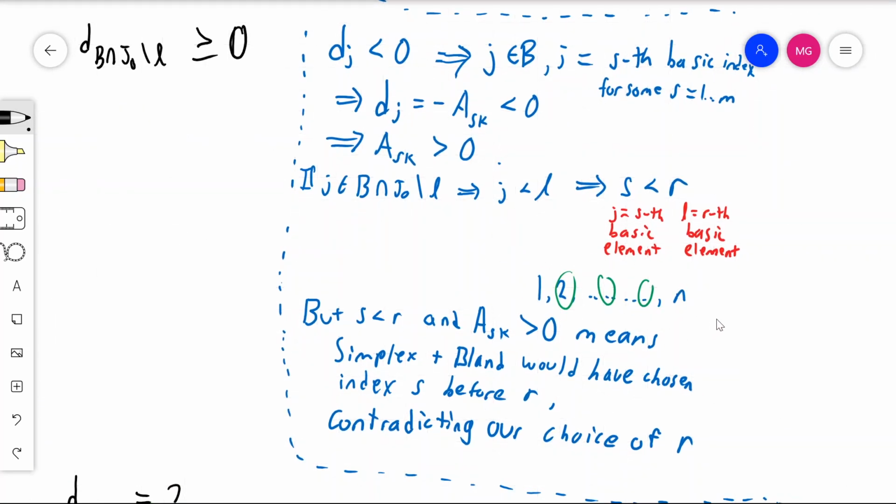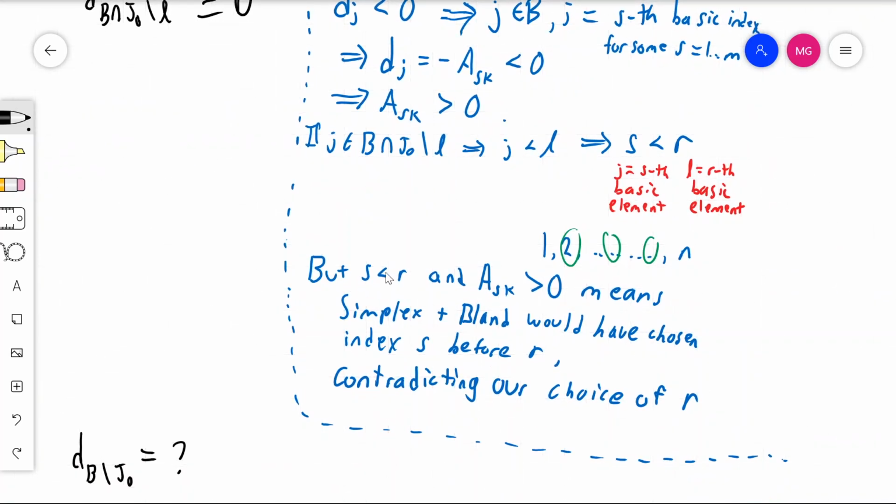Because, if you just think about it for a second, I have the indices 1 to n, and I've circled in green the basic elements. I count s down, and I get to the index j. Then I count r down, and I get to the index L. So I got further, to L, when I counted r down than when I counted s down, because I only got to j there. So that must mean that r must be greater than s, because I'm still counting only amongst the green circled basic indices. So s must be less than r.